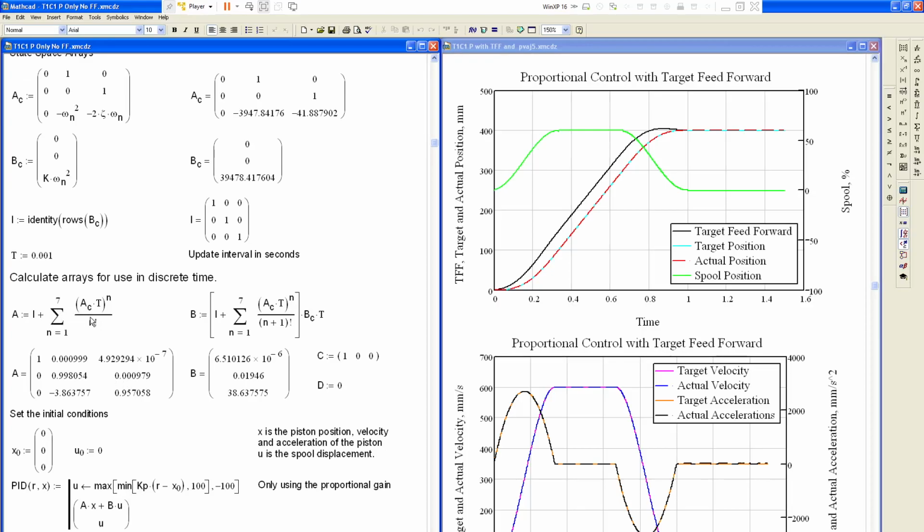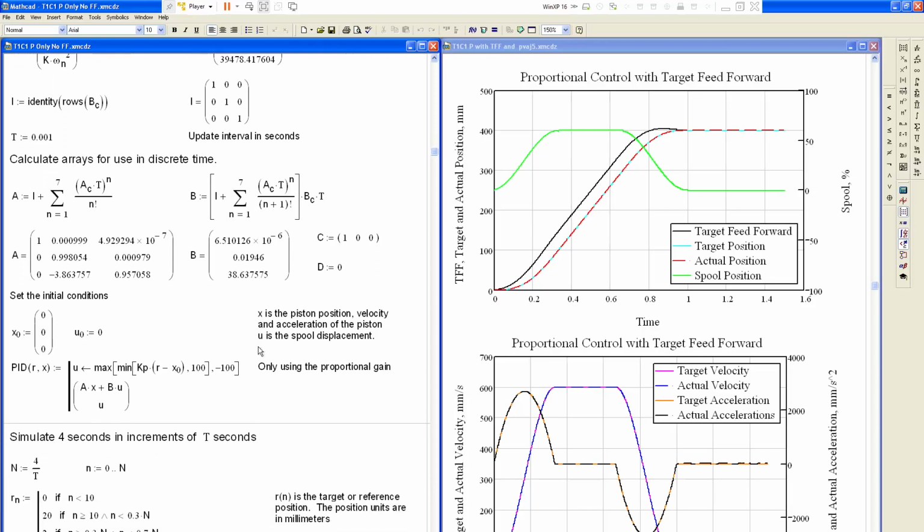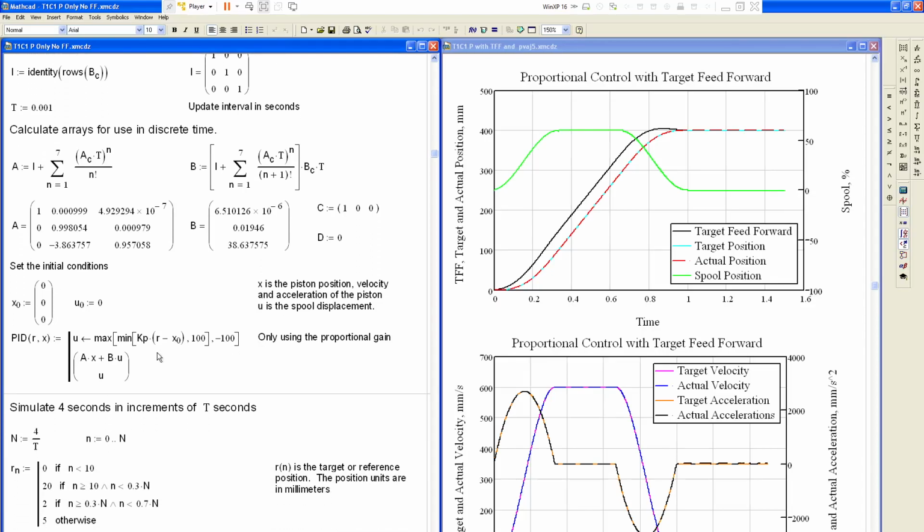This is the equivalent of an EXPM equation in MATLAB, but MathCAD does not have EXPM equations, so I have to do it the hard way, which is what you see right here. And then I have my simple PID, which is really just a proportional only. So this updates the state, and this is the control output, which is Kp times the error, and I'll limit that to plus and minus 100%.